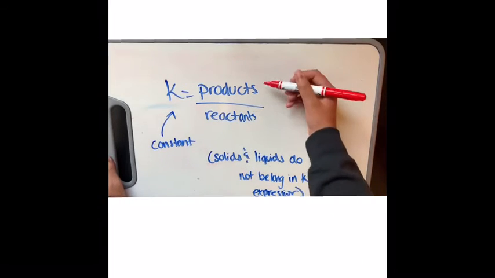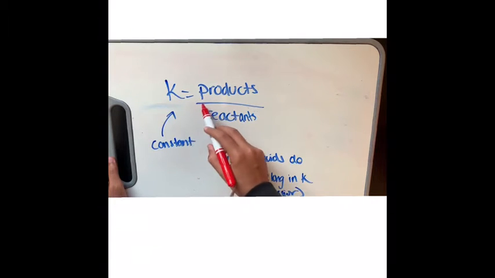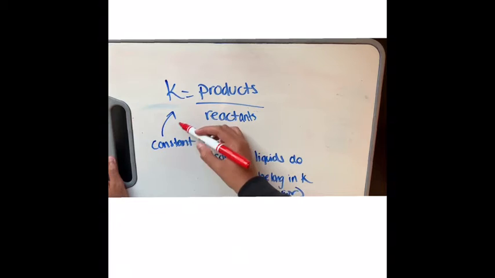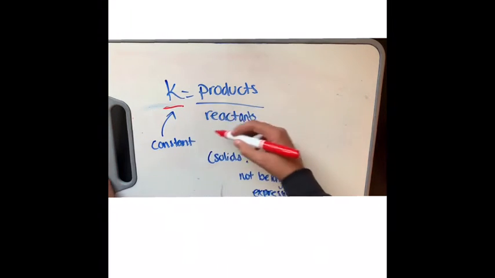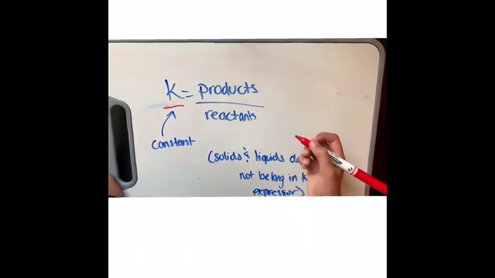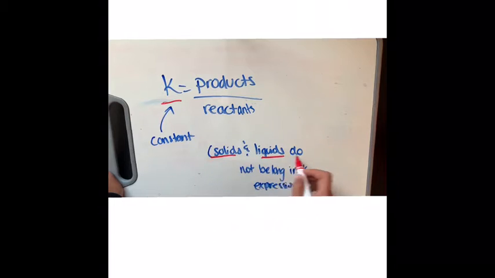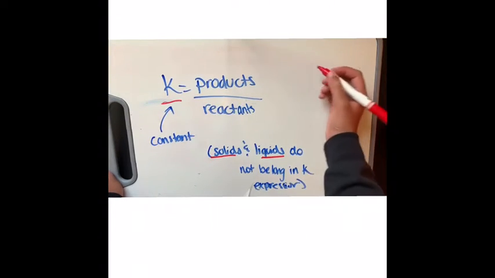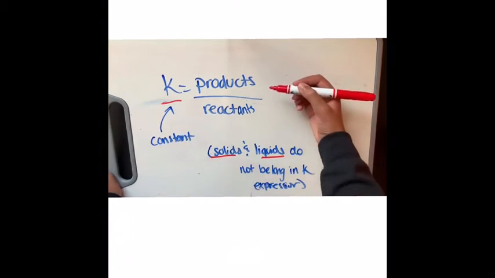So here we have our K expression, our formula actually, which is K equals products over reactants. The K right here is always going to be the constant, so it's always going to be in this formula. And just a quick fact, solids and liquids do not belong in the K expression. So if there's a solid or liquid in your reaction equation, they do not belong in the K expression.